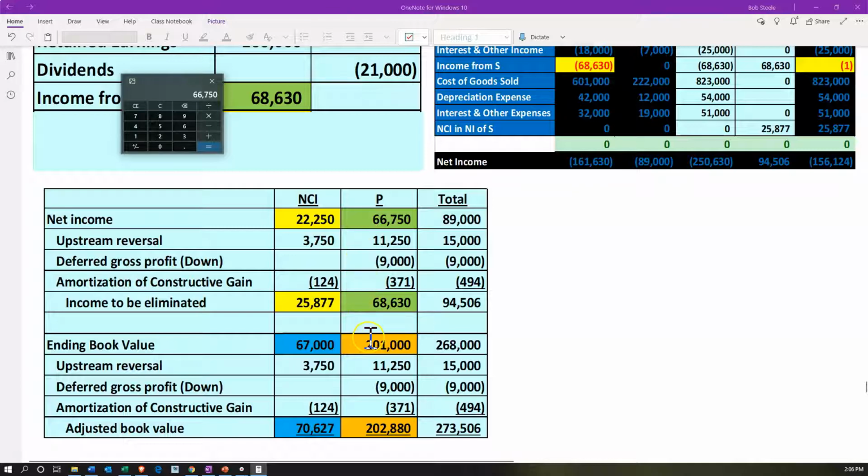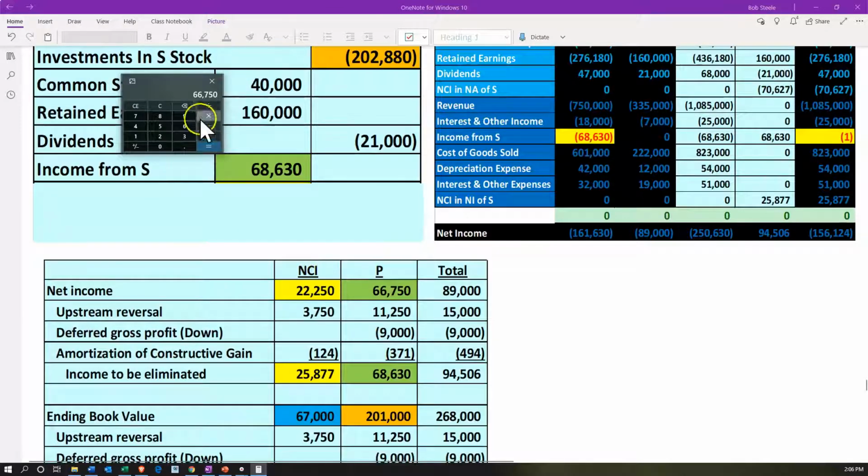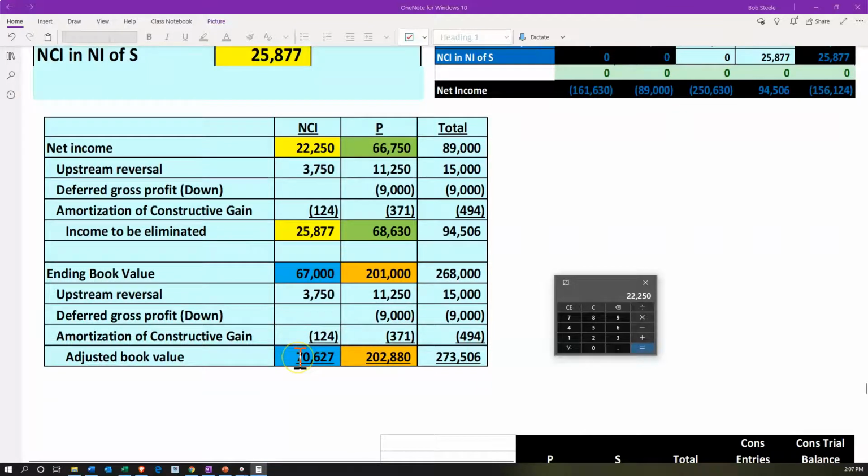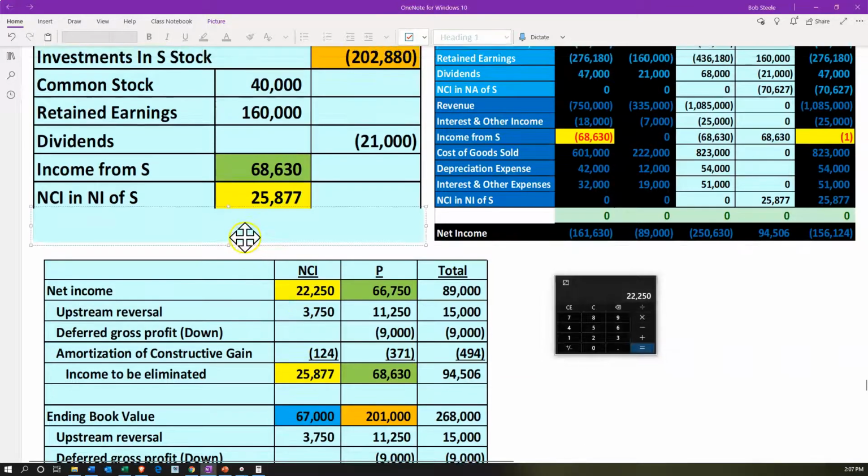That's okay. It'll reconcile because we're going to adjust this other number down here. So I'm going to do that 68,630, but it'll still be okay and reconcile because we're adjusting the other side too. So then we're going to do the non-controlling interest, which normally would be 89,000 times 0.25, and we get the 22,250, which would be right there. But we're going to adjust that once again using our table, the 25,877. That's why it's yellow. And that's going to throw us off, but it's okay because we're going to adjust this other one down here. So it'll balance after we do both sides.